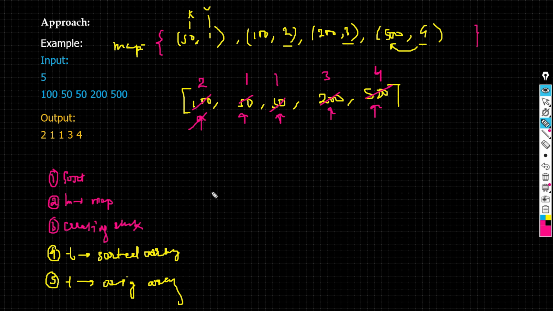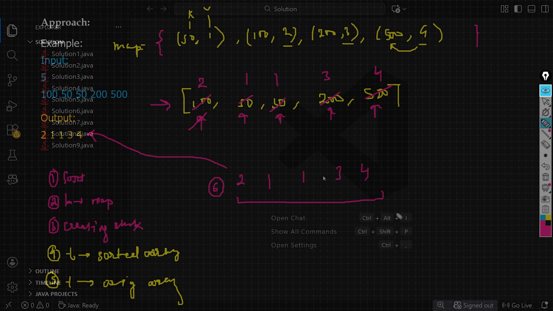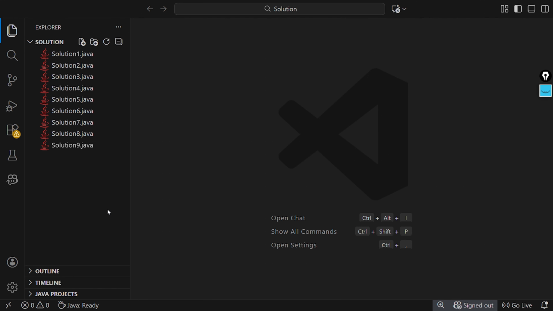Now the final step is to print this array in a space separated manner. So we will print 2, 1, again 1, then 3, and 4. Okay, so this is our final output, and we can also verify with the expected output, that is 2, 1, 1, 3 and 4. So let's jump to the coding compiler. So we are in our coding compiler.